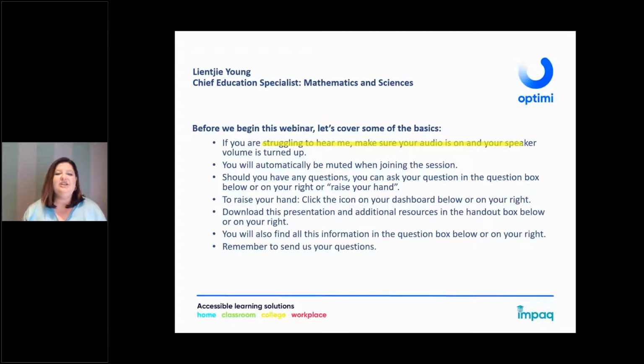Right, you will be automatically muted when you join this session. Should you have any questions, you can ask your questions in the question box on your dashboard, or you can raise your hand. During the session, I will open up times where you can ask your questions. Then I will unmute you, listen to your question, and mute you again afterwards. So during the session, keep your questions for that part, or for when I ask you to please put up your hands.